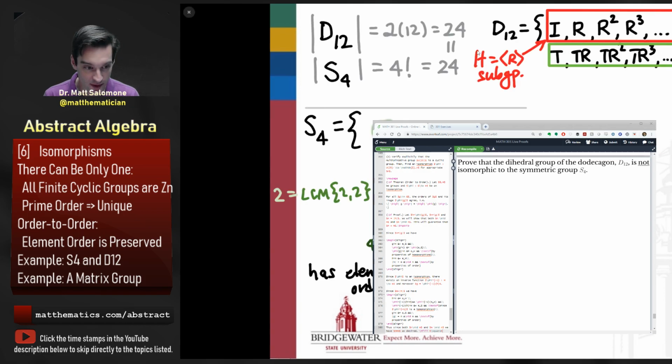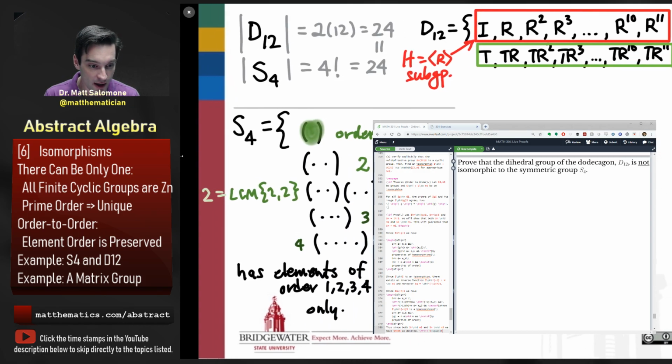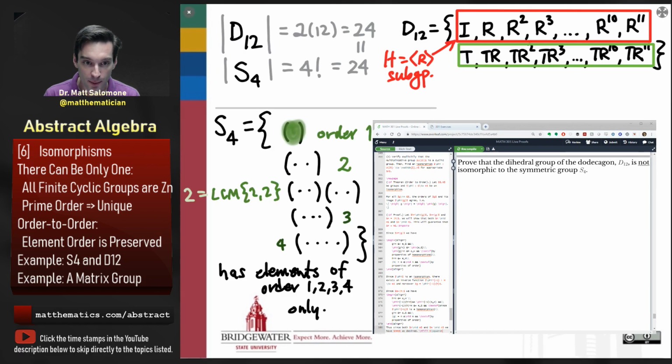So again, my point is that we can understand what all the elements in D12 look like. All of them are either a power of r, so an element in the cyclic subgroup generated by r, or they are equal to t times some element of H. So tH is how I could write this set of elements here. It's not a subgroup, because in particular it doesn't contain the identity element, and so it can't be a group. It doesn't have the identity property.